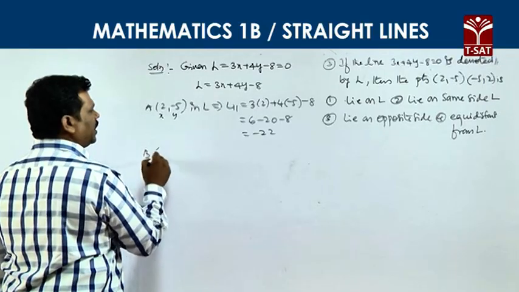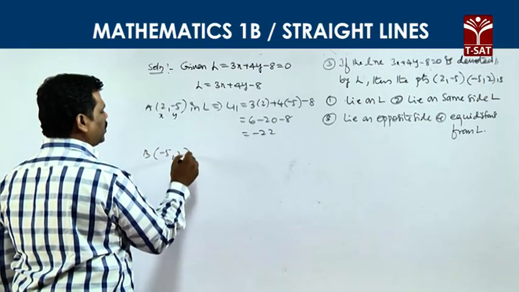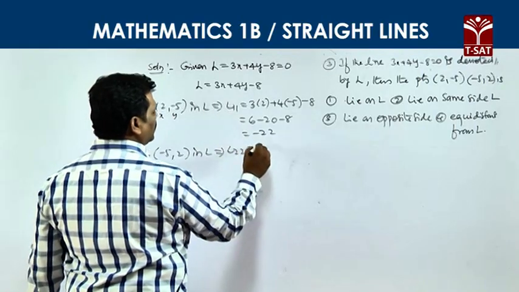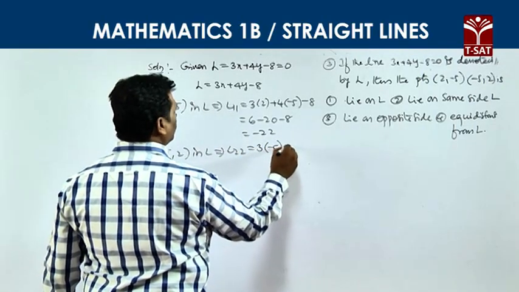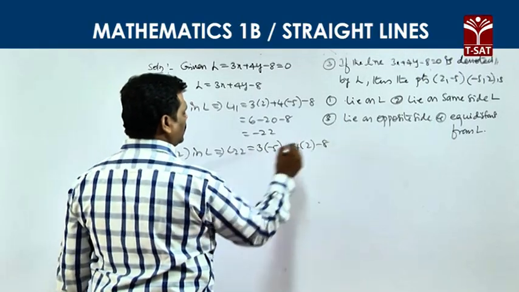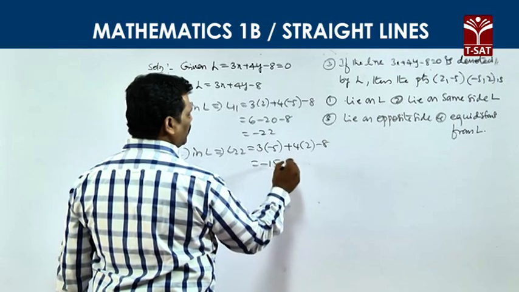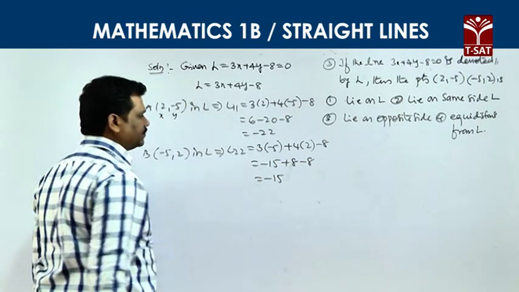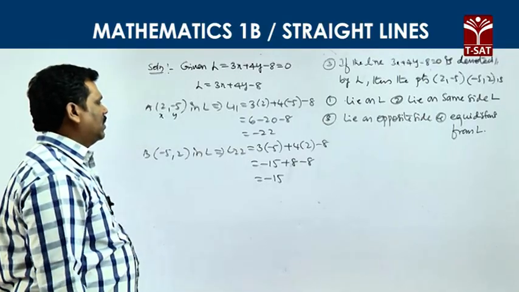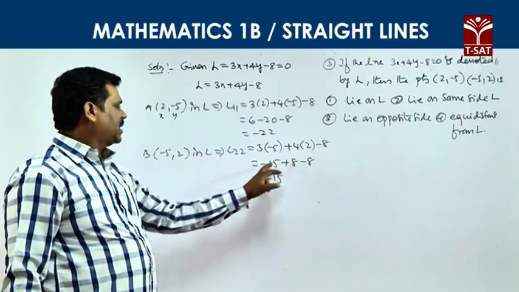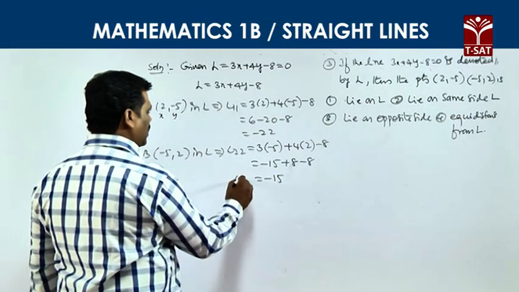Substituting B (−5, 2) in L, we get L22, that is 3 into −5 plus 4 into 2 minus 8. So −15 + 8 − 8 = −15; the +8 and −8 cancel, we get −15. This is L22.